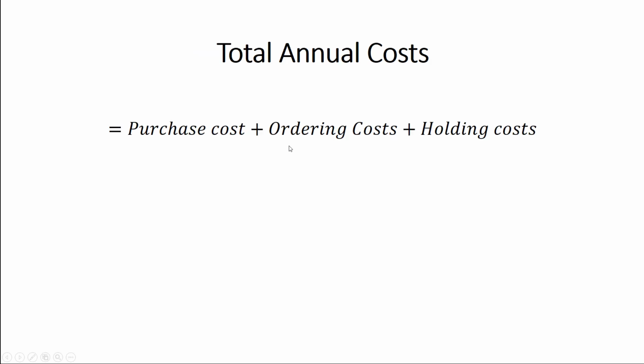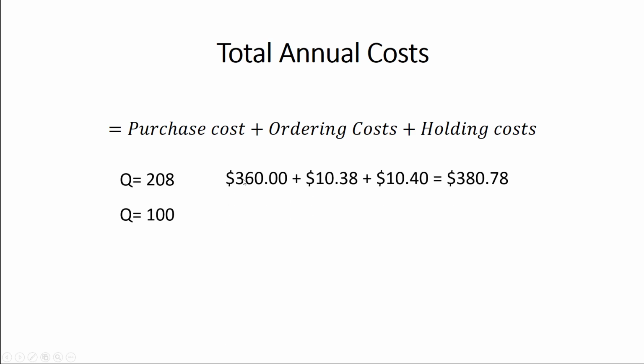All right, and then your total annual cost. So this is purchase cost plus ordering costs plus holding costs. We'll break it down for the two different Qs. So we end up with a total of $380 for 208 and $386 for 100.